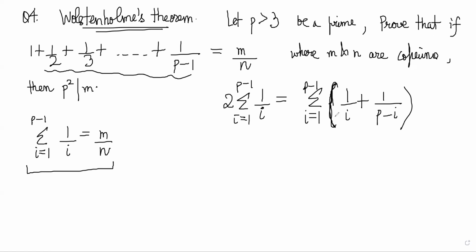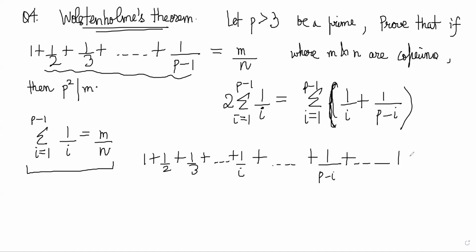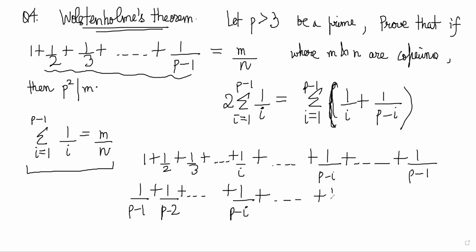What do I mean by this? Basically, when you write the terms twice, you can group 1 by i with the other one, right? So I will write 1 plus half plus 1 by 3 plus 1 by i plus 1 by p minus i, and this goes on to 1 by p minus 1. And I write this again, but this time I write it in a reverse order. I write it like this, 1 by p minus i, plus, this becomes 1 by i, and this goes on till 1 by 1, right?